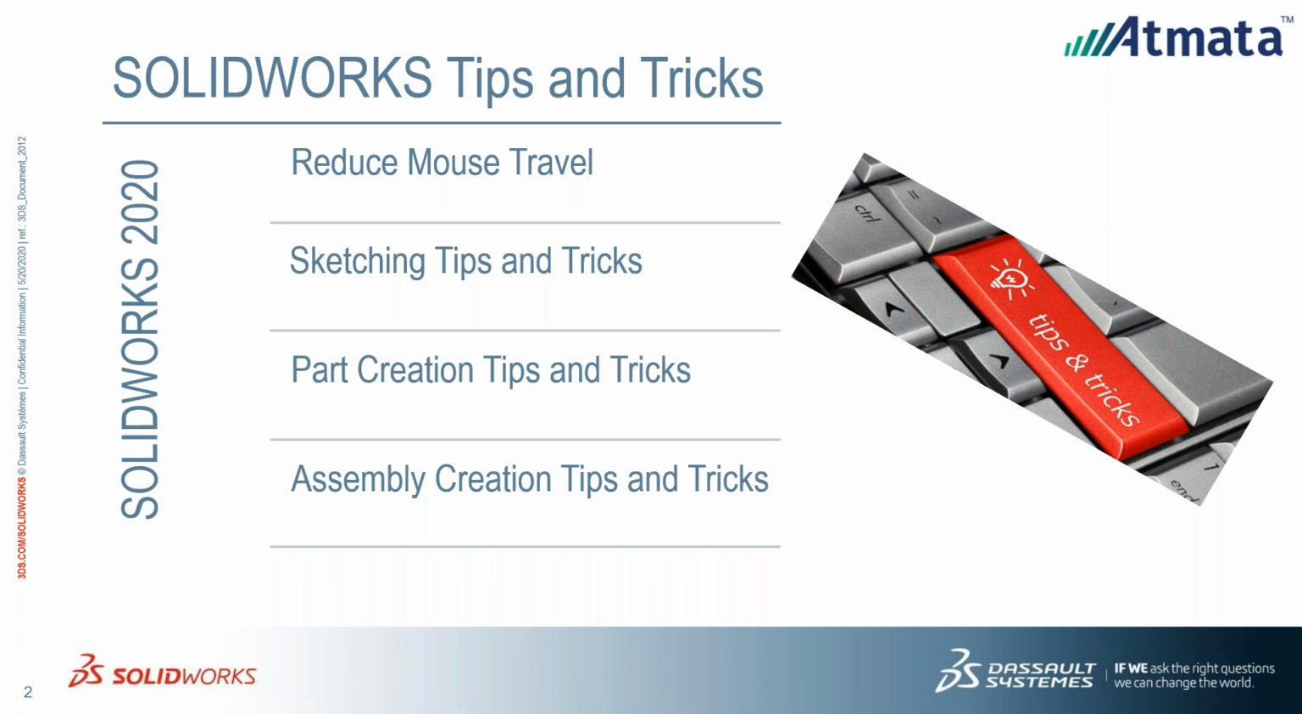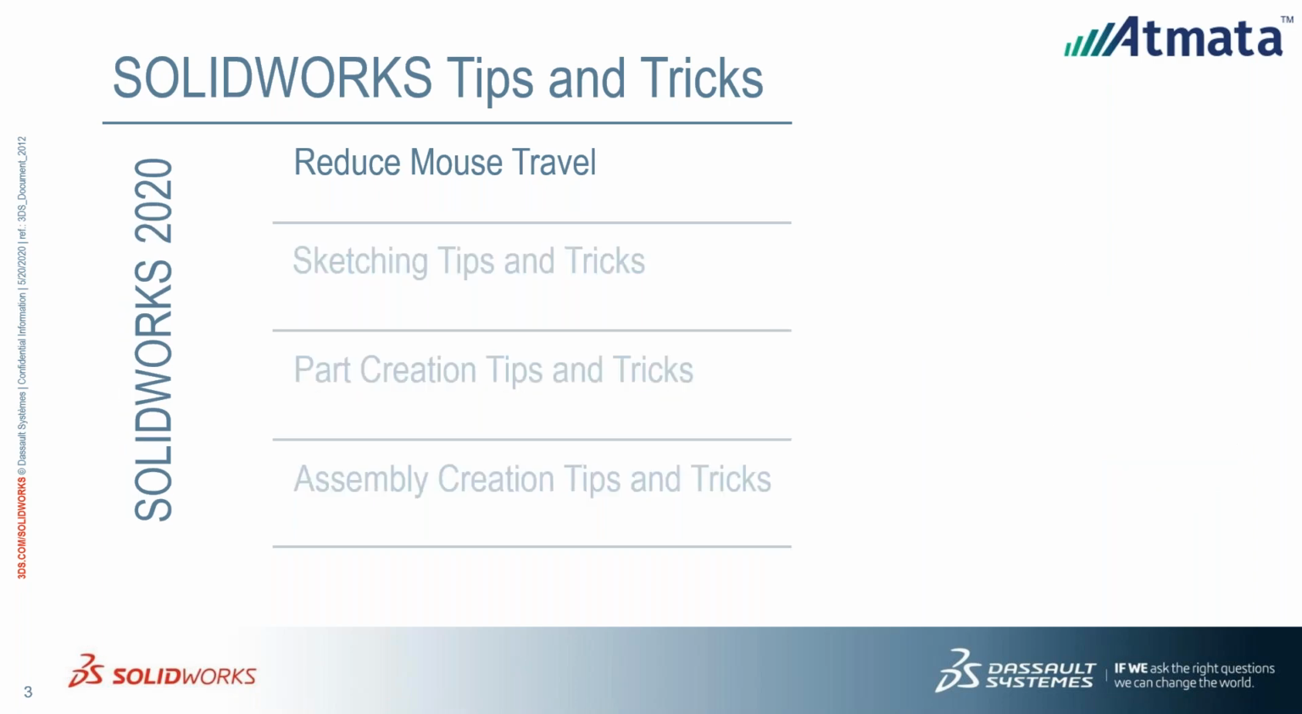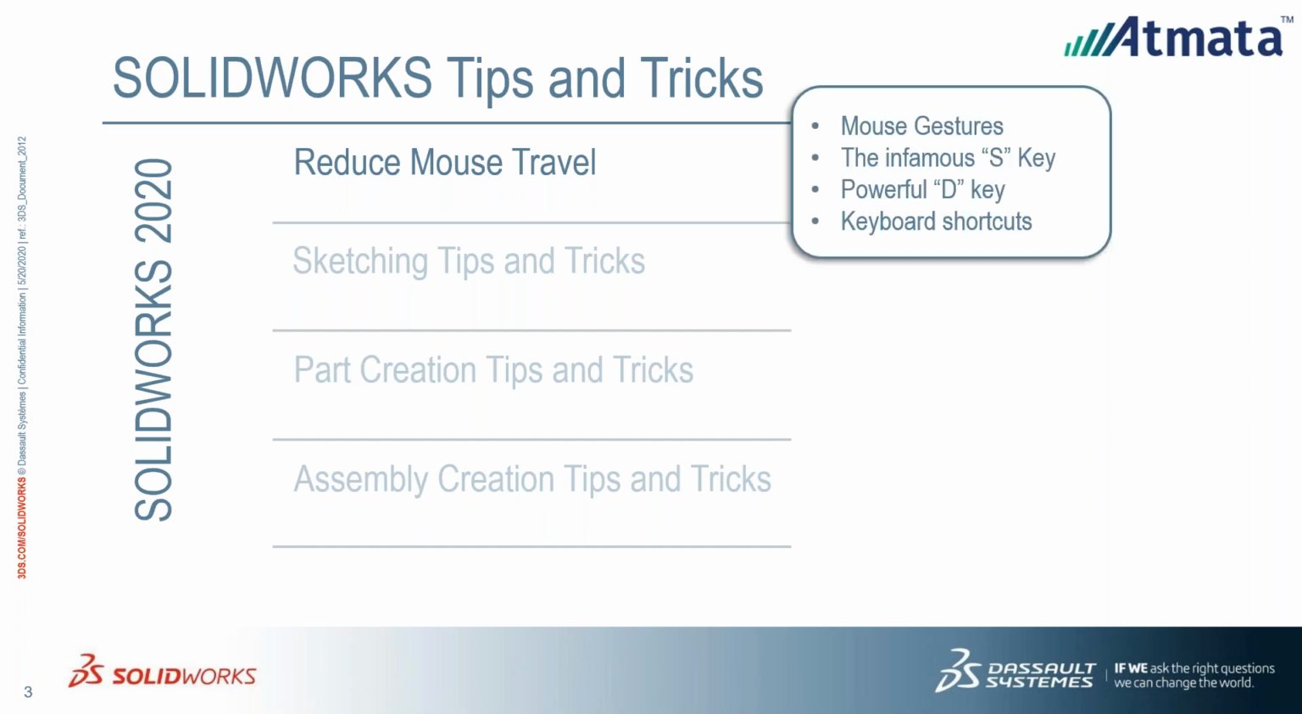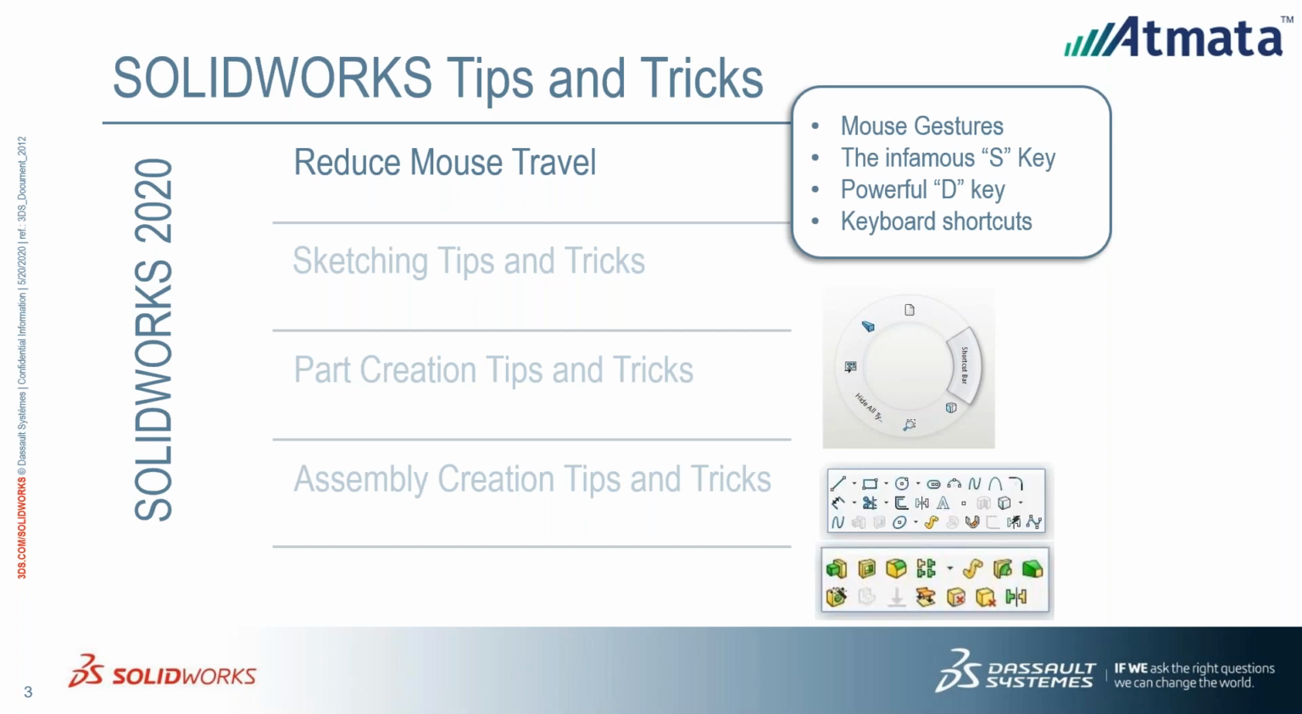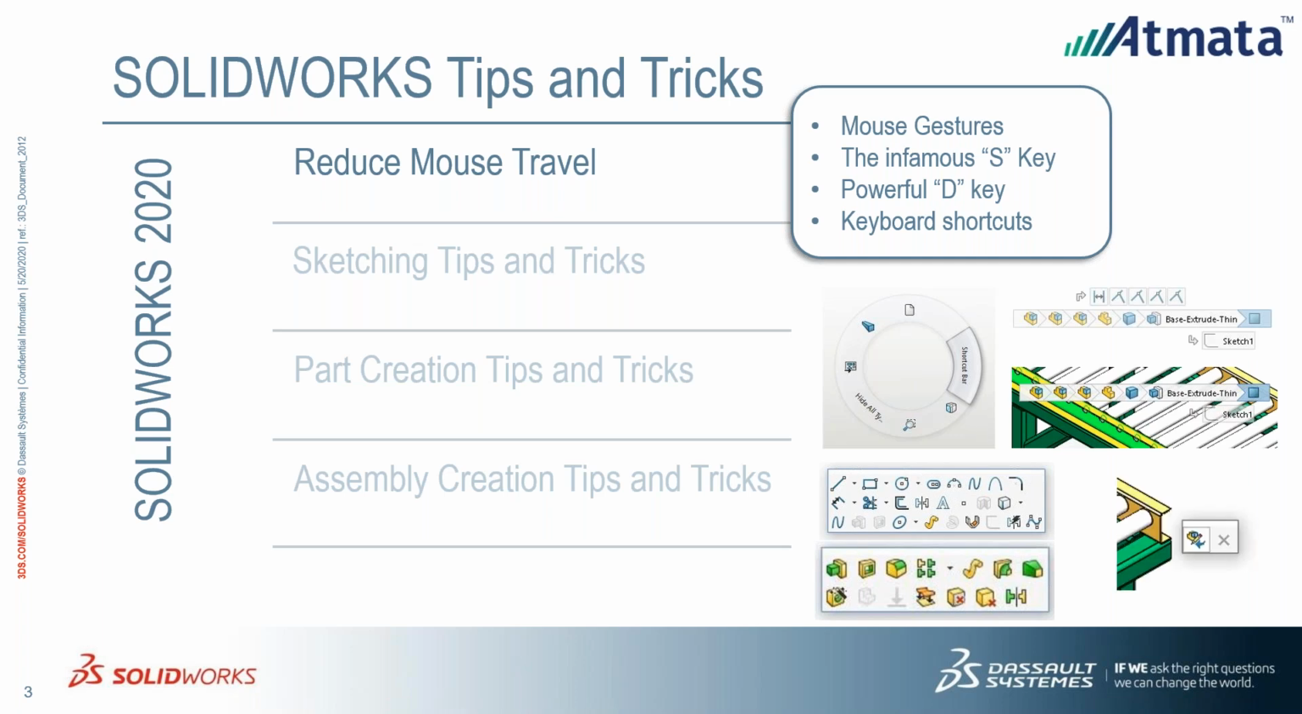Let me start with mouse travel. How many of you know mouse travel plays an important role in our design time? If you reduce your mouse travel, you can minimize your design time. In SolidWorks, there are a number of possible ways of achieving this: making use of mouse gestures, the shortcut bar with the S key, and the powerful D key, which helps to bring breadcrumbs and the confirmation corner to our mouse location, and the keyboard shortcuts. Now let's have a look.